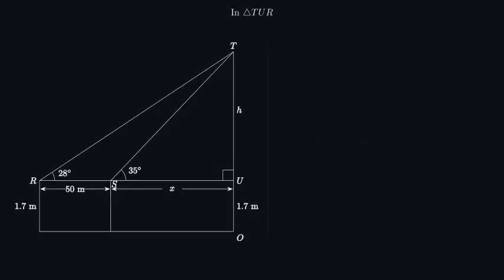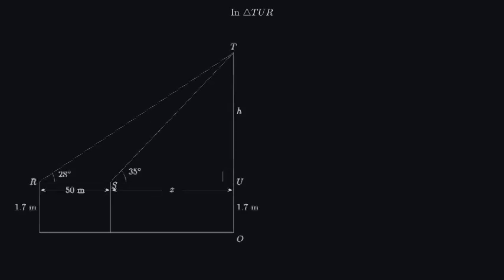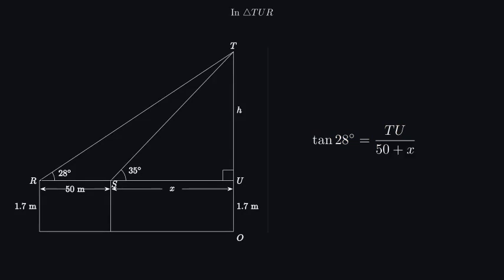Now use triangle TUR. The angle at R is 28 degrees. The opposite side is still TU, and the adjacent side is RU. Again, we use tangent because tangent is opposite over adjacent. Since RU equals 50 plus x, we substitute 50 plus x for the adjacent side. To make TU the subject, multiply both sides by 50 plus x. We call this equation 2.